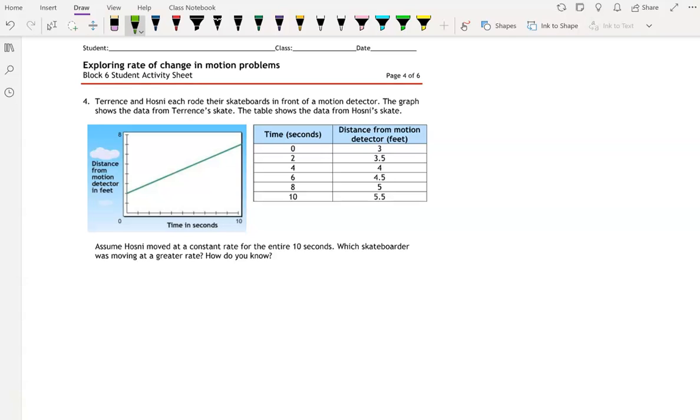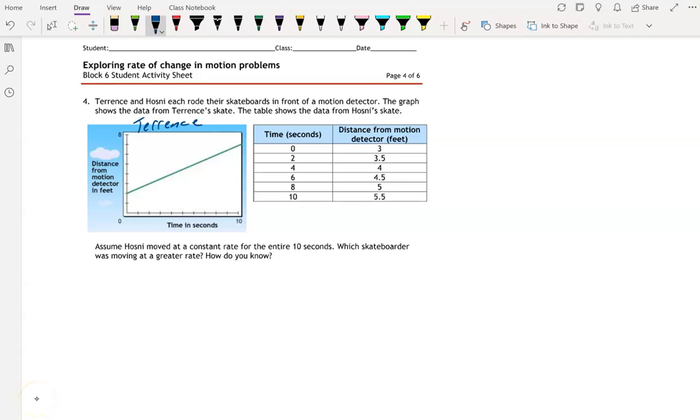Which skateboarder was moving at a greater rate? And how do you know? Well, it's obvious to see that Terrence was moving at a constant rate because his line is a straight line. And it says that Hosny was moving at a constant rate, so we're going to have to figure that part out. So we have to calculate the rates for each of those.